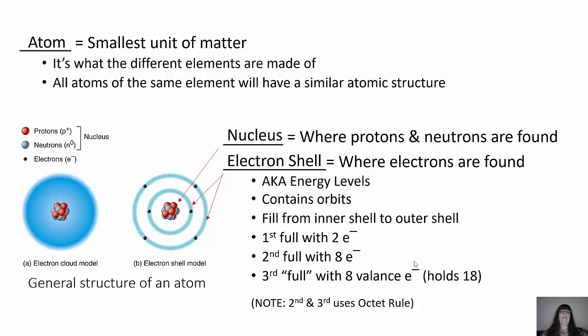Now, I say that first picture, the electron cloud model, is more accurate because the electrons technically kind of float somewhere within that electron cloud. But again, it's easier to visualize the electrons in the actual shells, so that's why we use the electron shell model for our purposes.